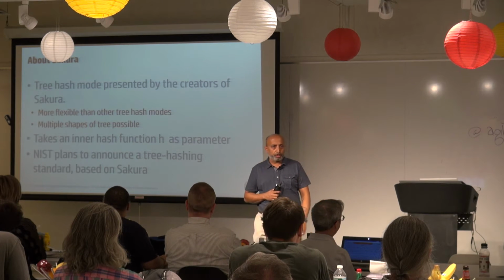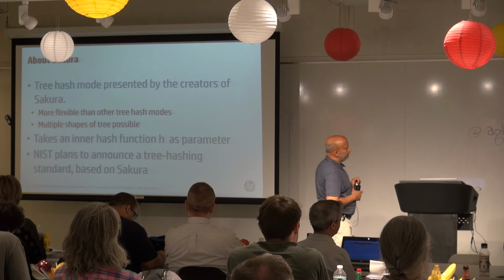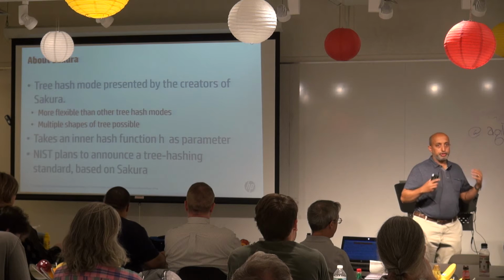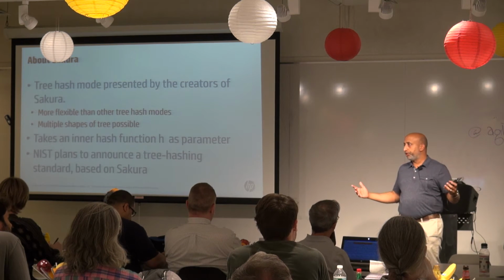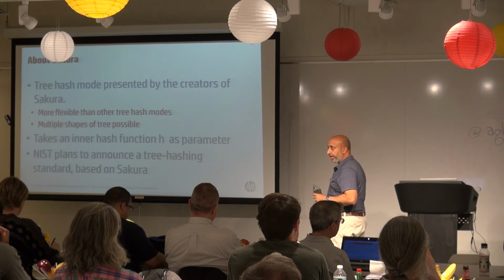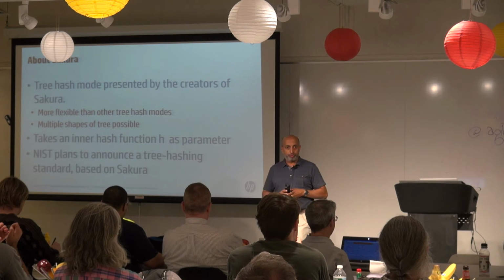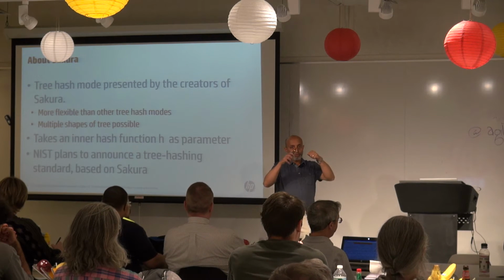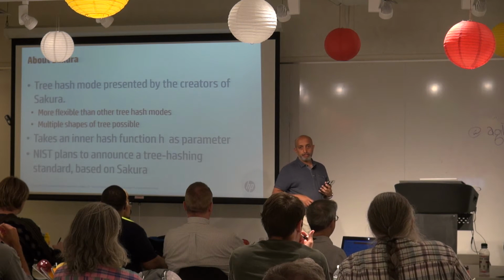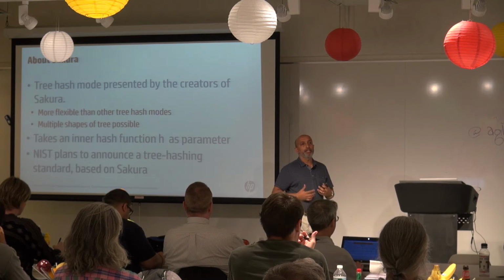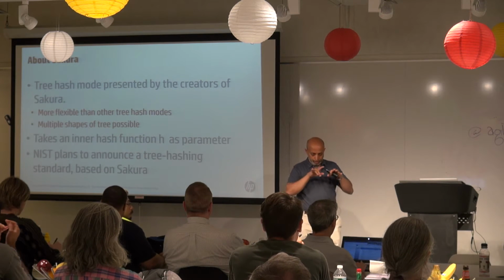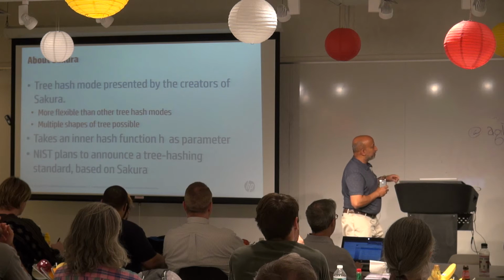What is the big deal about Sakura? The nice thing about Sakura is that it is a tree hash mode where you arrange your computation in a tree, and it's more flexible than other tree hash modes. Most other tree hash modes required you to arrange your computation in a fixed shape tree, whereas in Sakura, the shape of the tree is under your control. If you are the one creating the hash function, that is.